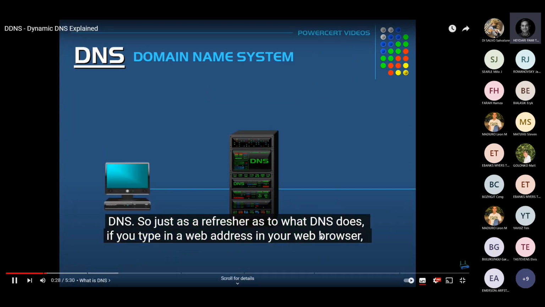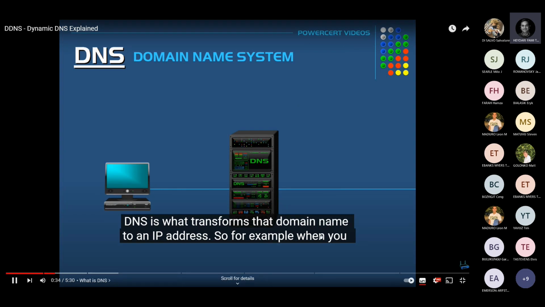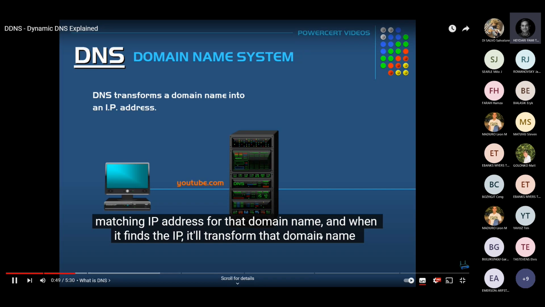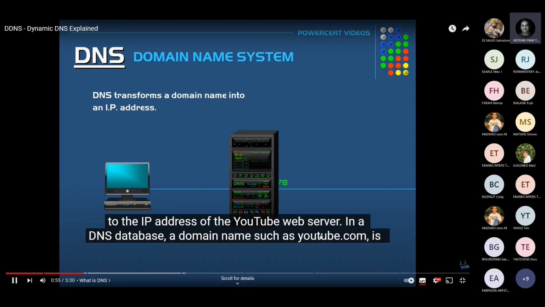So just as a refresher as to what DNS does, if you type in a web address in your web browser, DNS is what transforms that domain name to an IP address. So for example, when you type in youtube.com in your web browser, the DNS server will search through its database to find a matching IP address for that domain name. And when it finds the IP, it'll transform that domain name to the IP address of the YouTube web server.